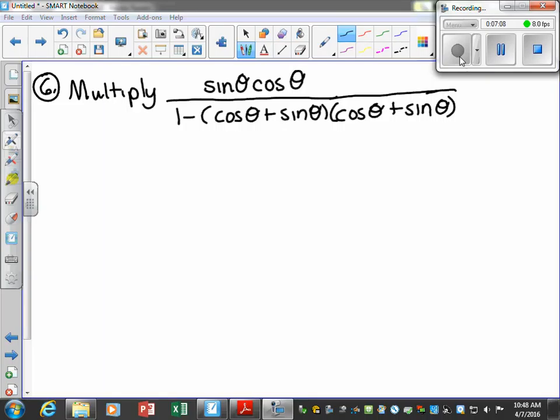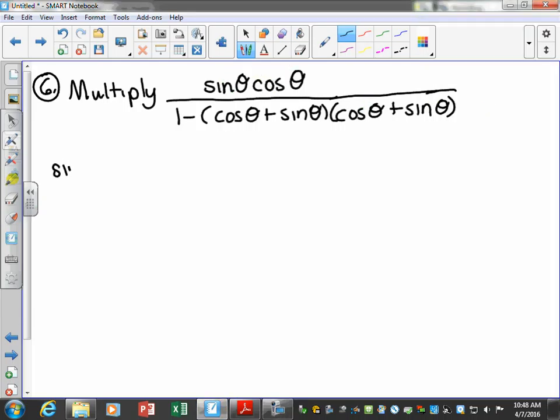Alright, number 6, we're going to multiply sine theta cosine theta over 1 minus cosine theta plus sine of theta times cosine theta plus sine of theta. So it wants us to multiply out. In that numerator, there's not much simplifying I can do here. So first of all, I'm just going to bring that down, sine of theta cosine of theta. It looks like our denominator is what's really going to take some work.